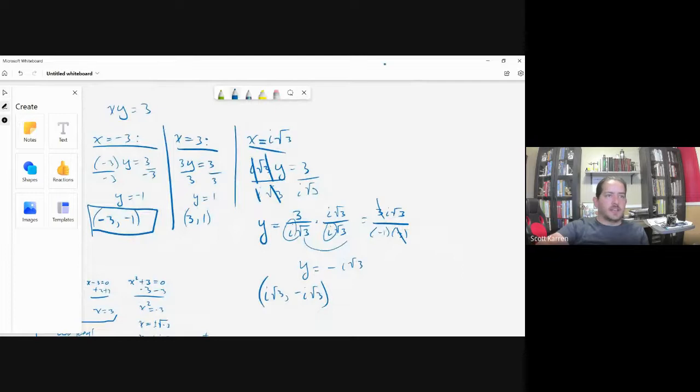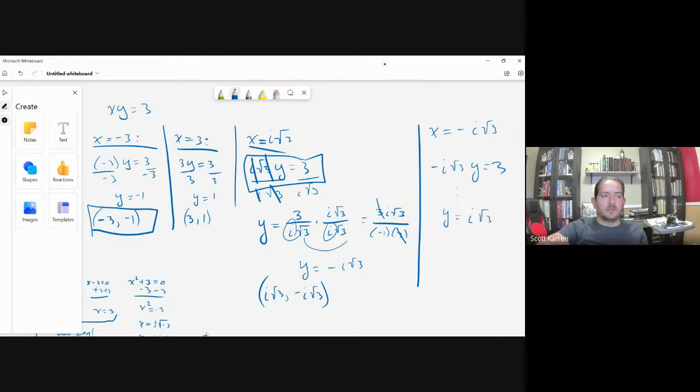And then for my last one, I'm going to say what happens when x is equal to negative i√3. Then I have negative i√3 times y is equal to 3. You can see with the symmetry here that we're going to end up with y is equal to a positive i√3. So that is to say, when x was negative i√3, y was positive i√3, and that's my final solution. Those are all 4 of those values.